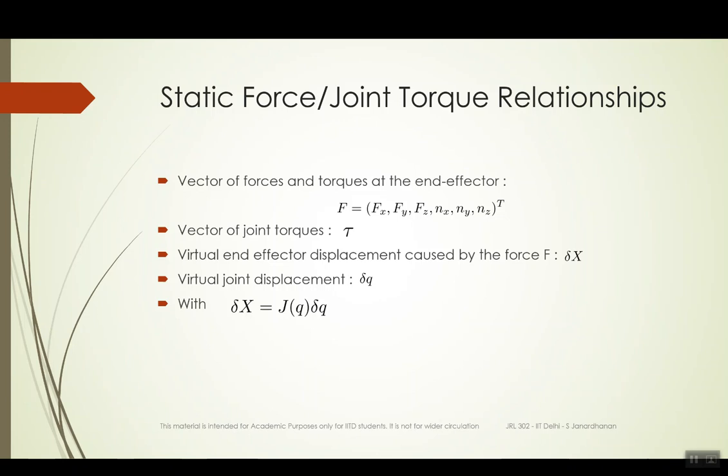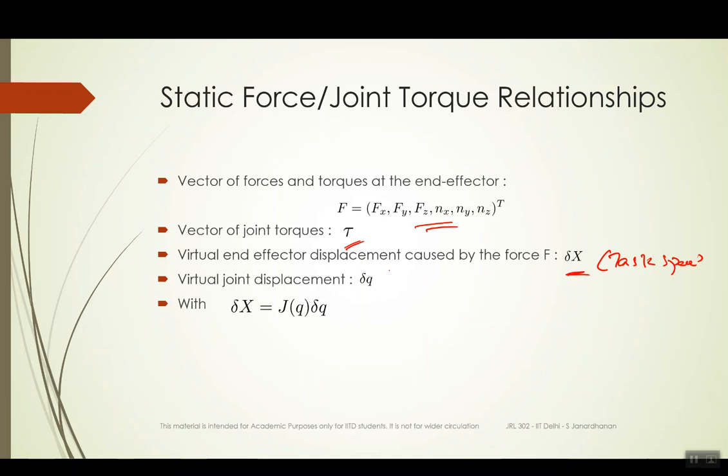Now in here, you have forces being experienced by the end effector due to the interaction with the environment, and you have a vector of joint torques also, tau. Now let us say this force F produces a virtual displacement delta x in the end effector. Okay, and so this is in task space.